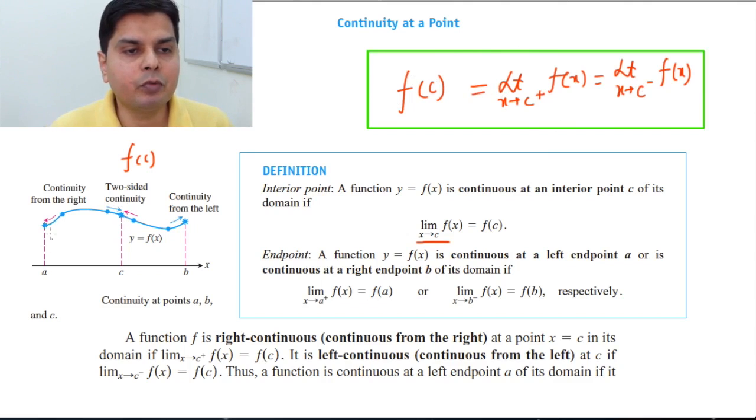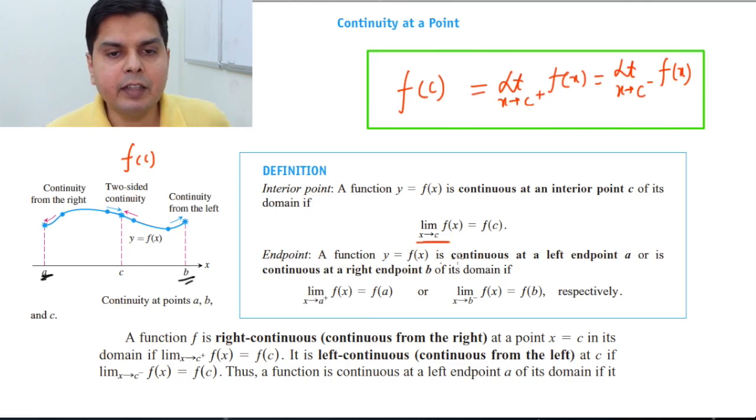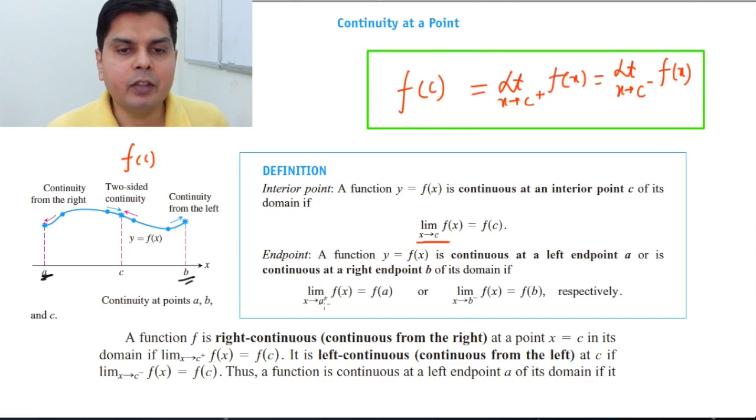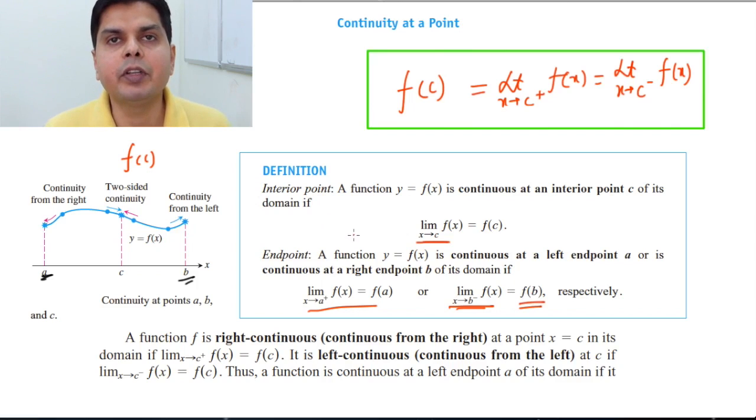Now what will happen if I have to check at an end point? Here a is an end point and b is an end point of the function. At the left end point, say a, we check whether the right hand limit and the value of the function f(a) are equal. Similarly, if I have to check continuity at the right end point, that is b, I will check whether the left hand limit at b is equal to the value of the function at b. So this is the definition of continuity at a point and continuity at the left end point and the right end point.